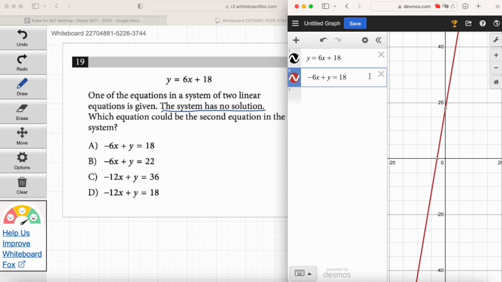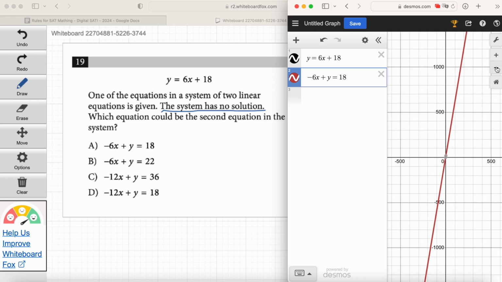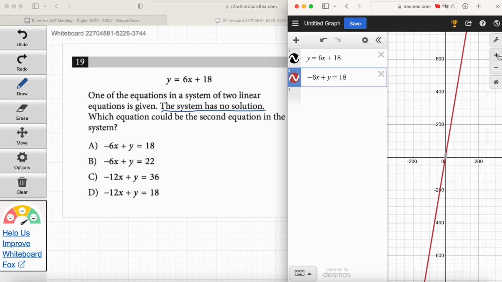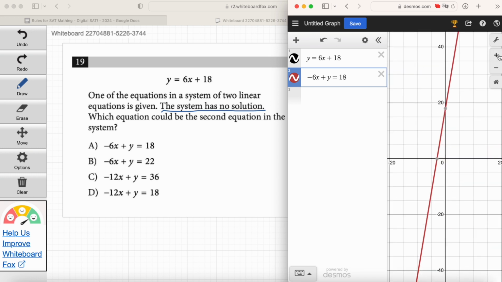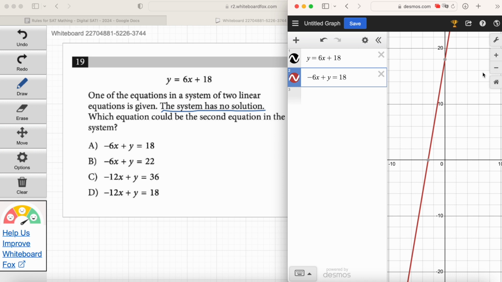It's like the black line disappeared, right? You see that? You can zoom out and be like, hey, where'd they go? They're on top of each other. Does that have no solution? I guess it has like an infinite solution. That has an infinite number of solutions. And by the way, they could adjust this question and make a different question by saying that the system has an infinite number of solutions, then it would be A. Yeah. Because it'd be the same line.